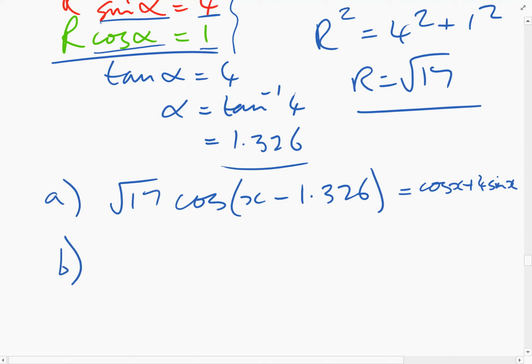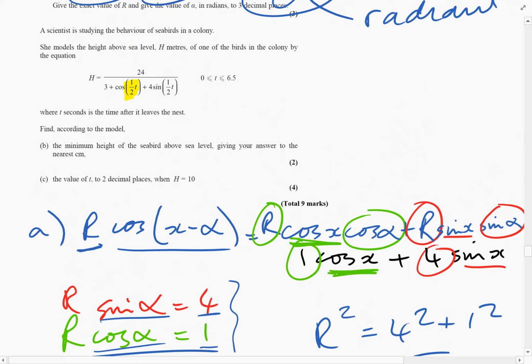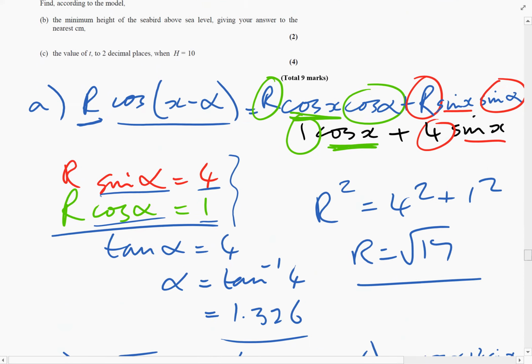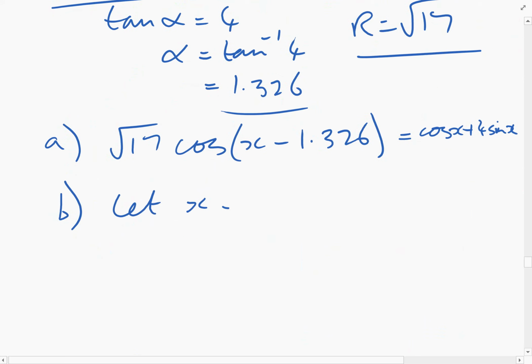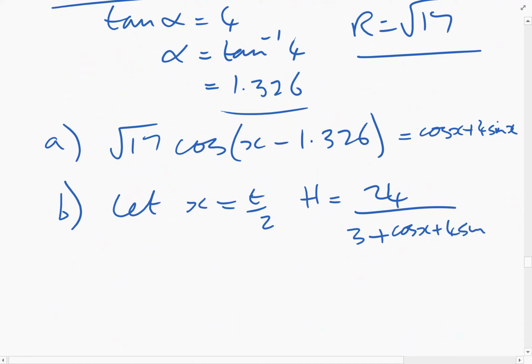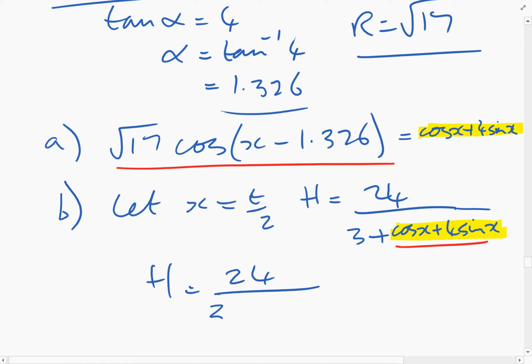Okay, so if you look at part B, it looks quite awkward, doesn't it? But it looks a lot simpler if you just replace that half t or t over 2 with an x. So if we just let x equal t over 2, then the equation becomes h equals 24 over 3 plus cos x plus 4 sine x, which is good news because we already know that this matches with that. So we can replace this with this. So let's do it in blue. h equals 24 over 3 plus root 17 cos x minus 1.326.